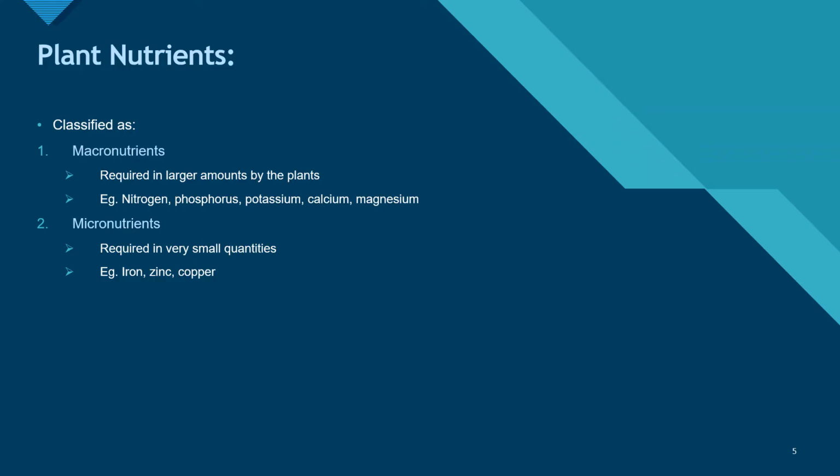So plant nutrients. We've talked a lot about how plants need nutrients. Well, what kind of nutrients do they need? They're classified as macronutrients, which are required in large amounts by the plants, so things like nitrogen, phosphorus, potassium, calcium, and magnesium. And then we have micronutrients, which are required in small quantities, so things like iron, zinc, or copper.